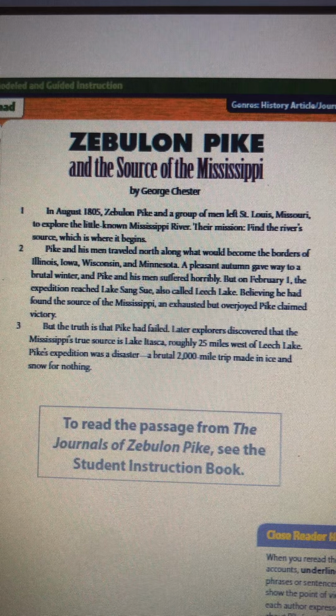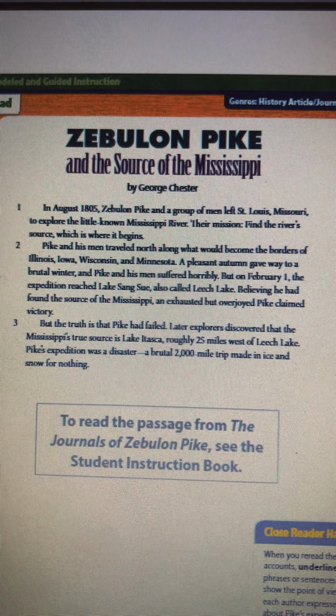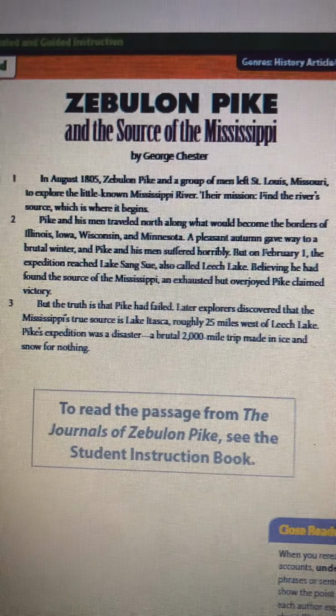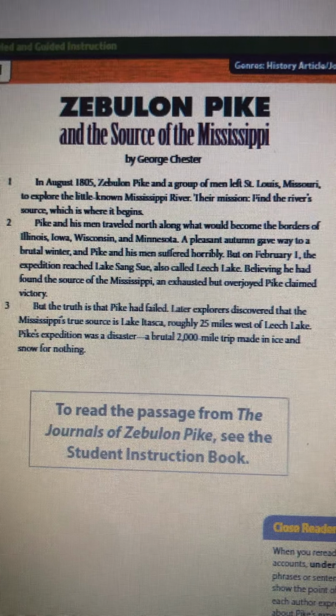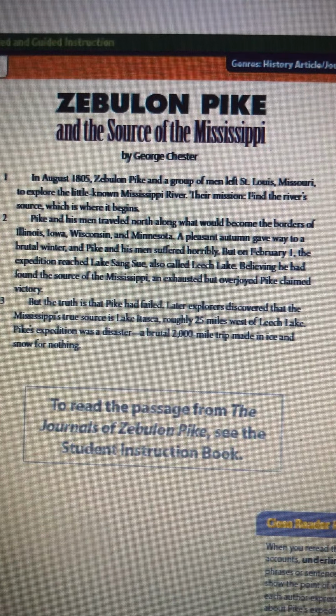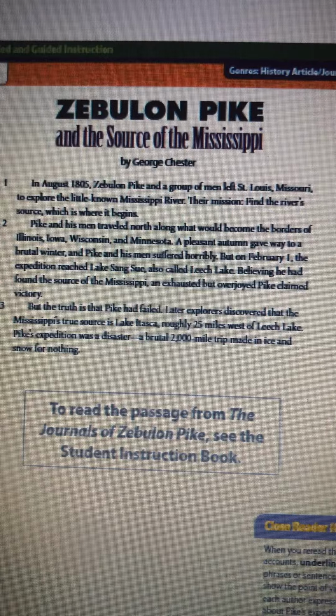Later, explorers discovered that the Mississippi's true source is Lake Itasca, roughly 25 miles west of Leech Lake. Pike's expedition was a disaster, a brutal 2,000-mile trip made in ice and snow for nothing.